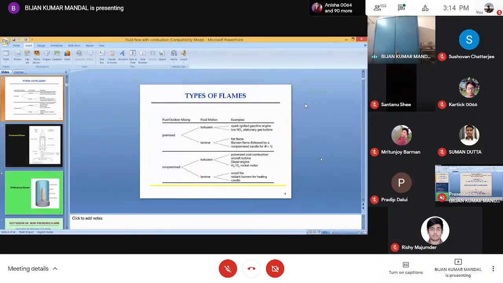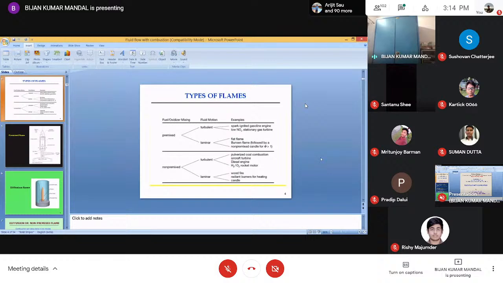Whenever you combust something, there will be flame formations, and normally there are two types of flames. The combustion in that particular mode is one called the premix mode, and the flame is called the premix flame. The other one is called the non-premix mode, and the flame is called the non-premix flame, or sometimes the diffusion flame.